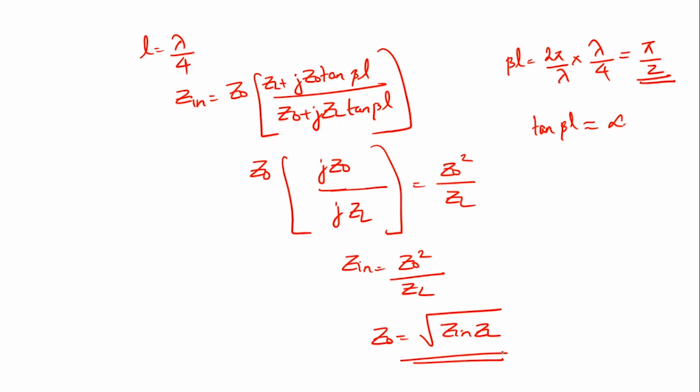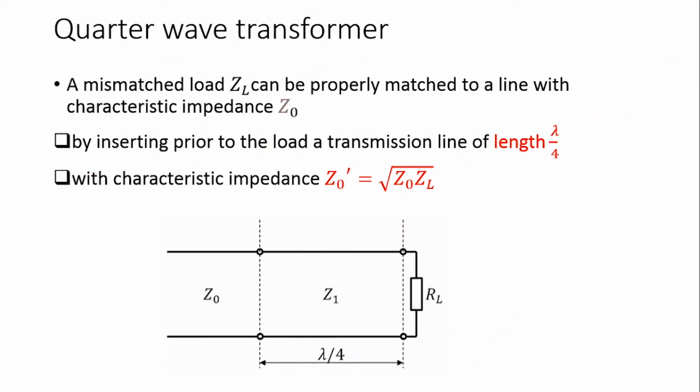Okay, so this is how we relate the impedance values: load impedance, characteristic impedance of the line, and characteristic impedance of the quarter wave transformer. So that was just the proof. Now let's learn how it works.